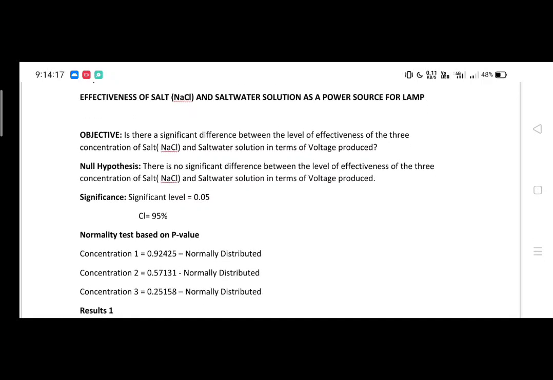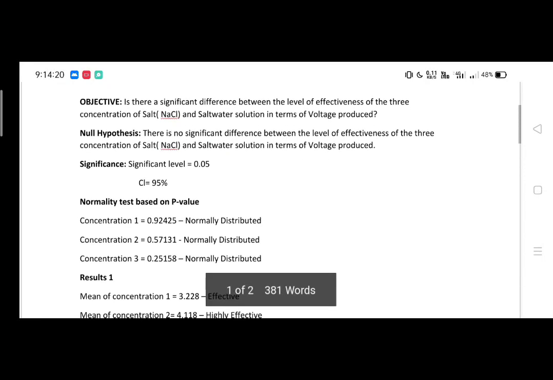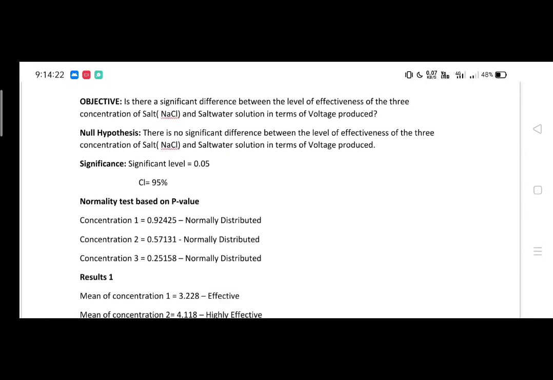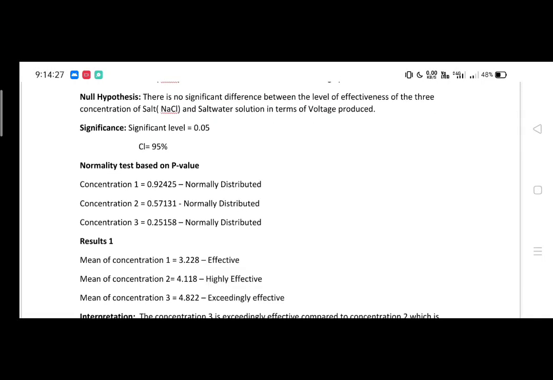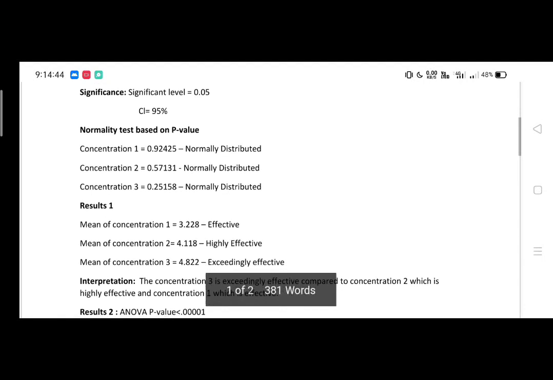Significance level at 0.05, the confidence level at 95%. The normality test based on the p-value for concentration 1 is 0.92425, which means that it is normally distributed. For concentration 2, 0.57131 also means normally distributed. For concentration 3, 0.25158, that also means normally distributed.